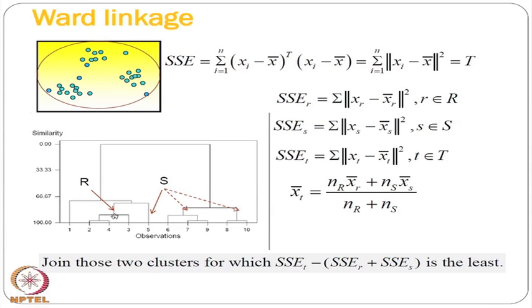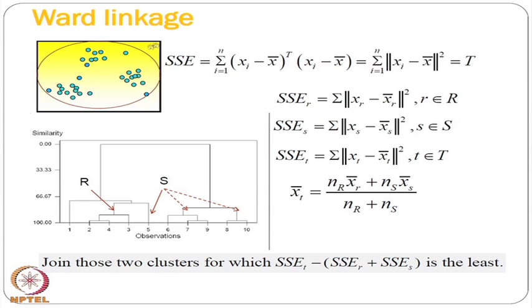Suppose at any instant you are here, and this is your R cluster, with 2, 3 and 4. There is another cluster here, this is one cluster, this one is the second cluster, this is the third cluster, then these 3 again form one cluster. So 4 clusters, then 5 clusters are there. Now, what do you need to do? You want to decide which 2 clusters will be grouped together.